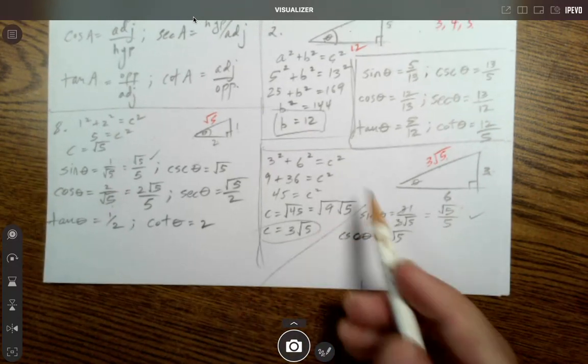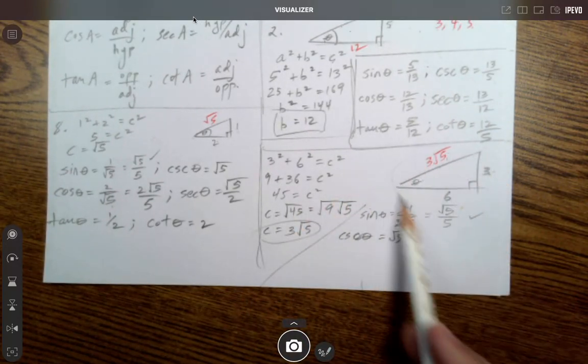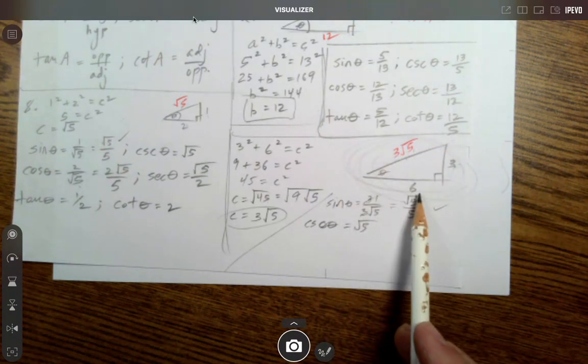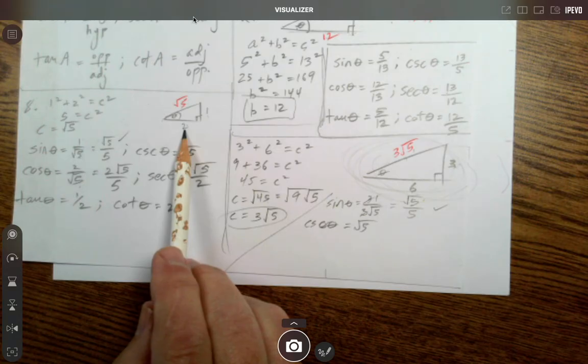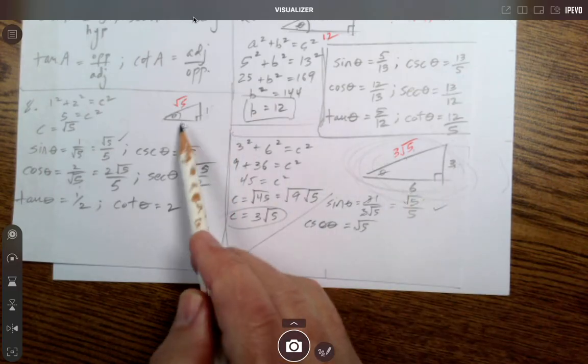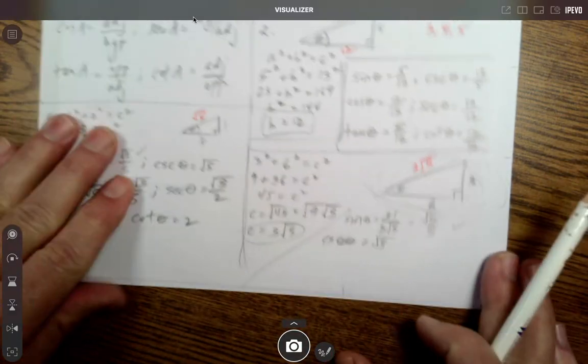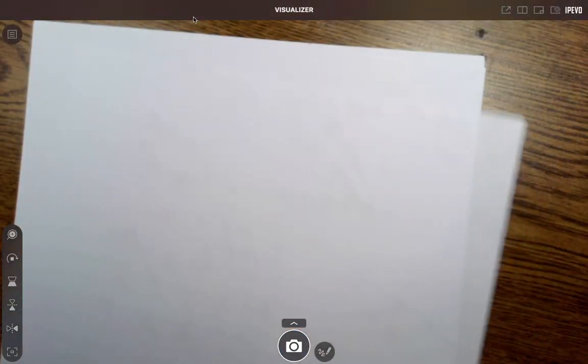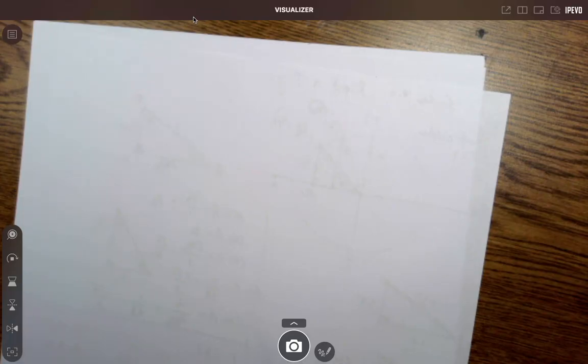So why are they the same? Because this is just a blown up version of this, right? Or an expanded version of this. The ratios are all the same. 3 over 6 is 1/2. 1 over 2 is 1/2. All right. So that's it for number 8. All right, next question we'll do ten.